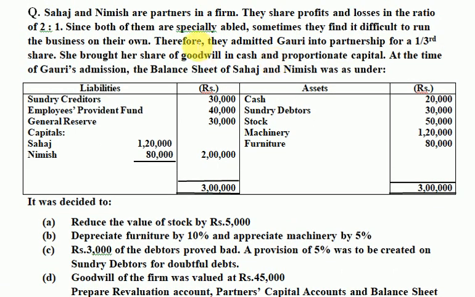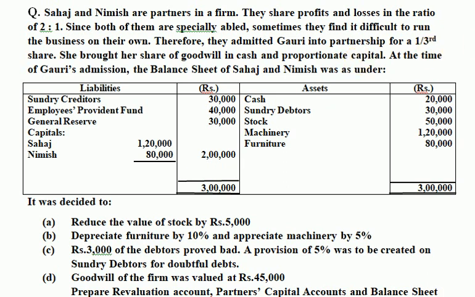If you can see, they admitted Gauri into partnership for 1/3 share. She brought her share of goodwill in cash and proportionate capital. Children, please pay attention to this word, proportionate capital. Sometimes the question may even say sufficient capital. Sufficient capital. So that is another synonym used for this method. And this should give you an idea that this is by proportionate capital method, and we have understood this question very smoothly in a smooth flow of 6 steps.